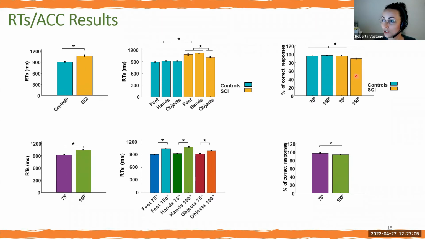They also show modulation of accuracy. So basically the harder rotation, 150 degrees, induced the lower percentage of correct responses compared to the easy rotation and also compared to controls. We found the main effect of reaction times that were larger, so slower, for the rotation that was difficult to perform. And this was present in all of our stimuli. And we also found a main effect of accuracy that shows that the harder the rotation, the lower the accuracy.